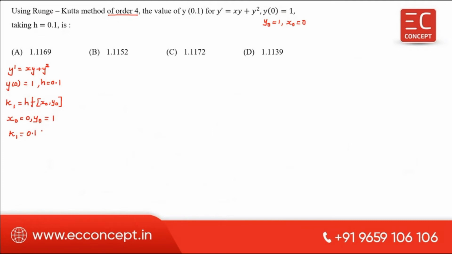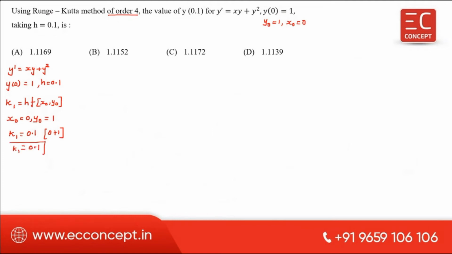Substitute this function. What is the function? xy plus y square. So we substitute, the first one becomes 0 plus 1. So you have to substitute this in that function, and you will get 0.1, that is k1.